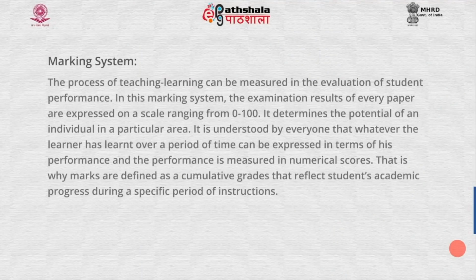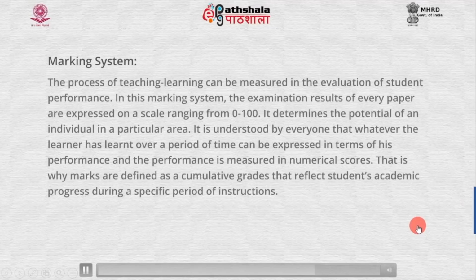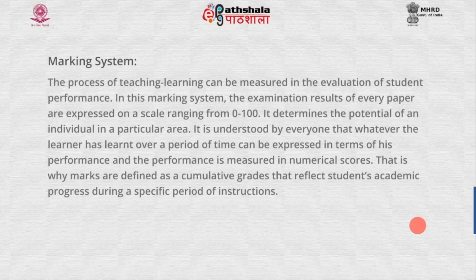Next is the marking system. The process of teaching and learning can be measured in the evaluation of student performance. In this marking system, the examination results of every paper are expressed on a scale ranging from 0 to 100. It determines the potential of an individual in a particular area. It is understood by everyone that whatever the learner has learned over a period of time can be expressed in terms of his performance, and the performance is measured in numerical scores.